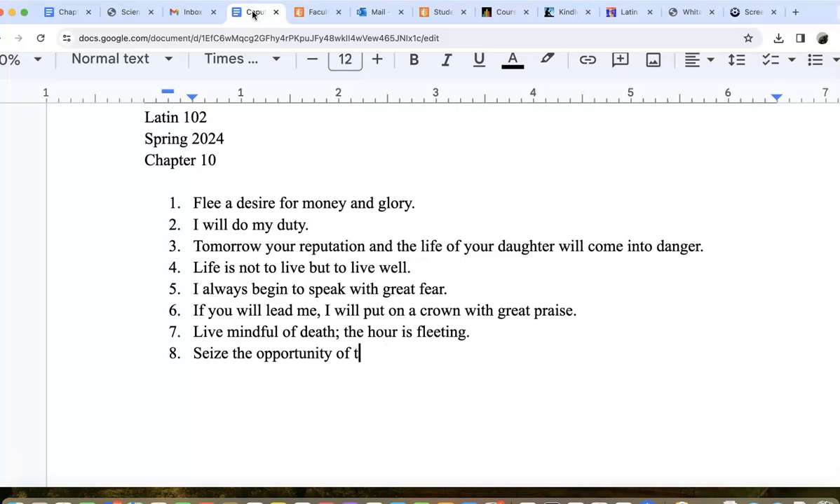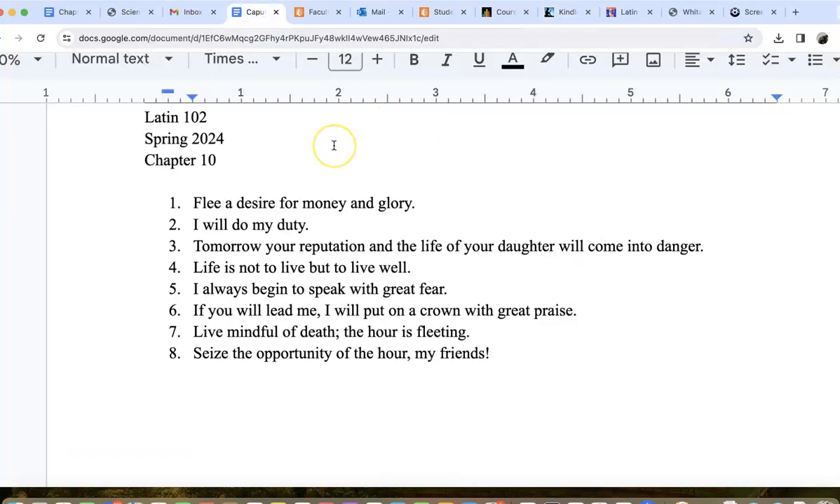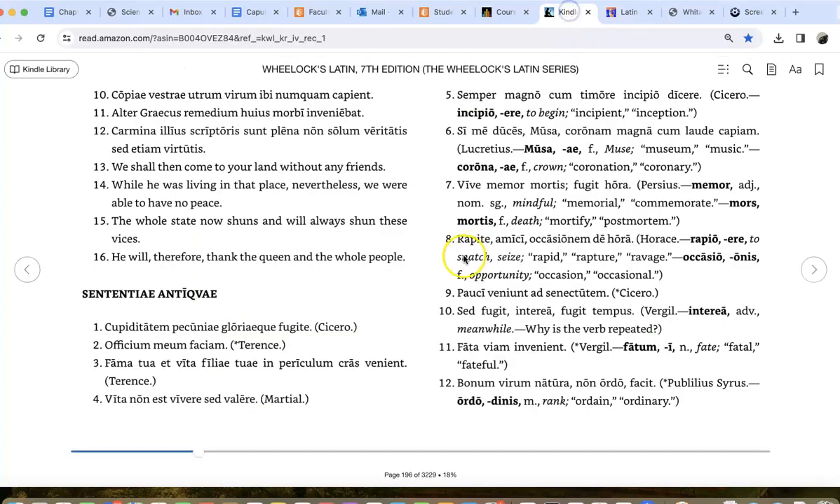of the hour, my friends. Do they have an exclamation point here? No. So, although you could, since it is in the imperative, but we'll take it off here. All right, so that one's fairly straightforward. We're getting a little rhythm here.